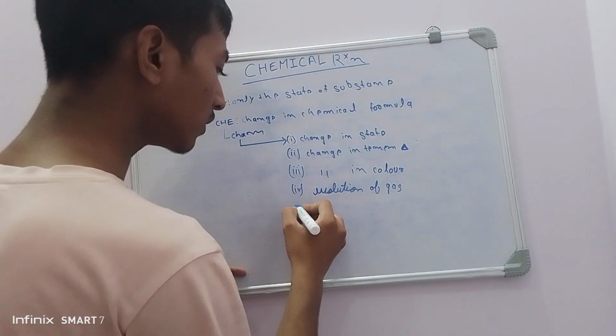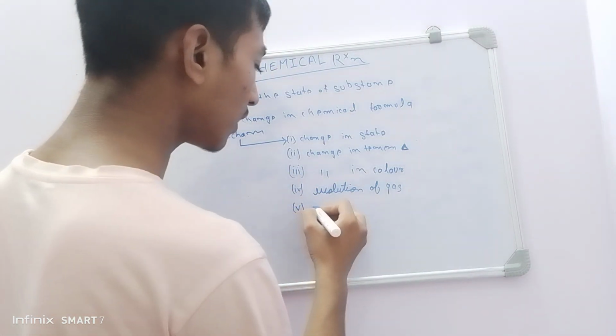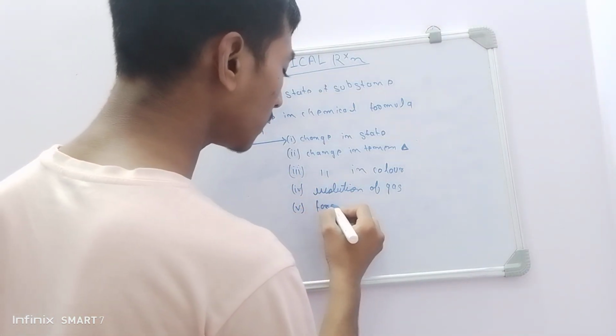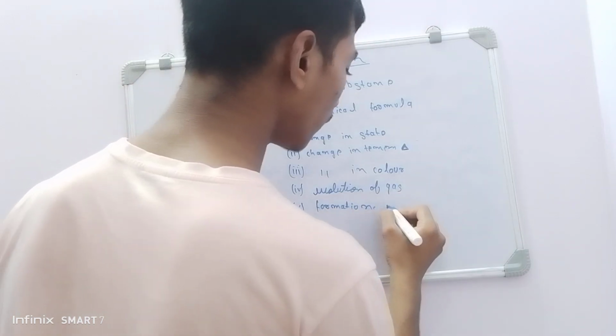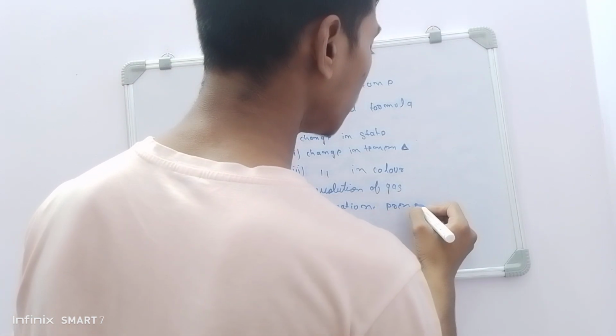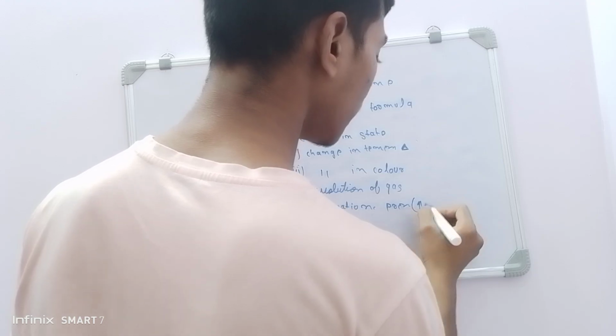And the next thing you have to remember is the formation of precipitate. What is the meaning of formation of precipitate? This is denoted like this by this arrow.